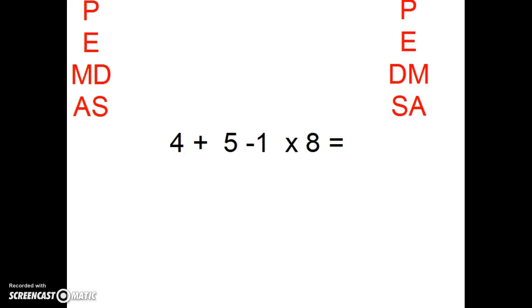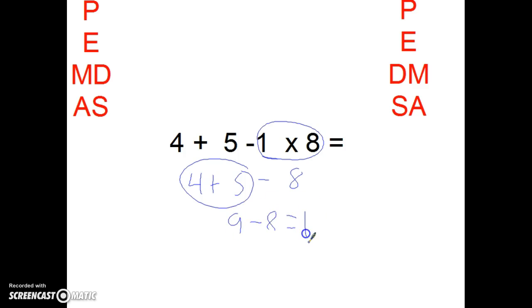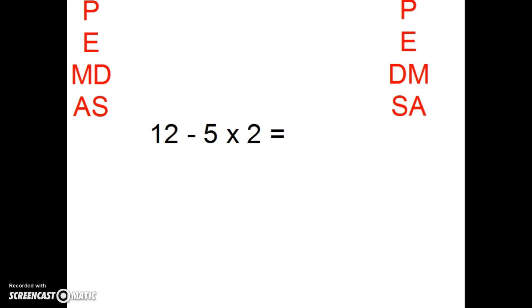Got a lot of steps going on here. Multiplying comes first. 1 times 8 is 8. So now I have 4 plus 5 minus 8. Adding comes before subtracting because it's first in line. 9 minus 8 equals 1. 5 times 2 is 10. 12 minus 10 gets me to a 2.